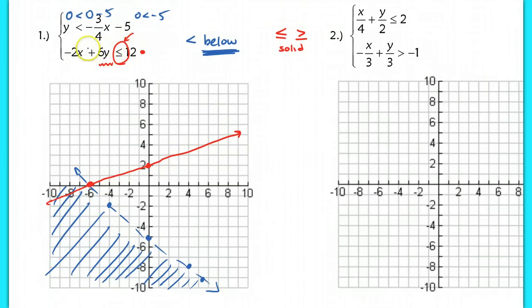I would not have to flip the sign if there was a negative in front of that 6. Then I would have to flip the sign if I were trying to isolate the y and put it into slope-intercept form. So again, I am going to be shading below the line. So if I were to shade below this line here, the graph would look like this.